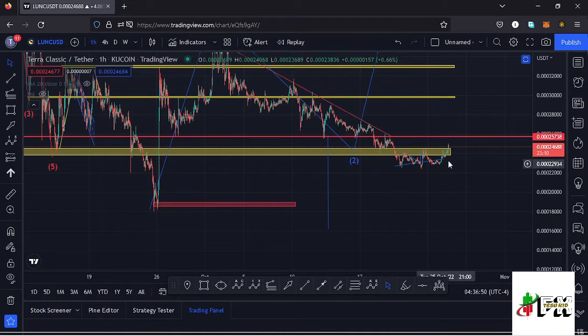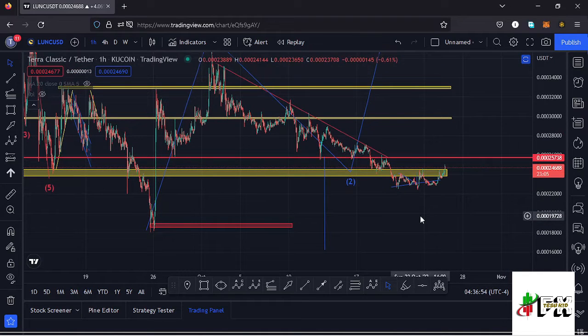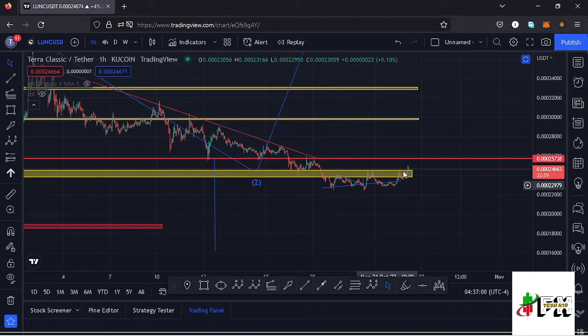And lucky for us, it seems like we are not going to continue seeing lower prices, since Lunc has continued pushing higher, and you have managed to break above a key area of resistance that we are facing over here at around the $0.00024 mark. And now that it is acting as support, there's a possibility that we might continue pushing higher in the formation of that third wave over here.